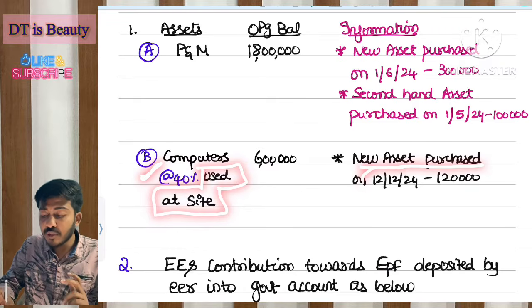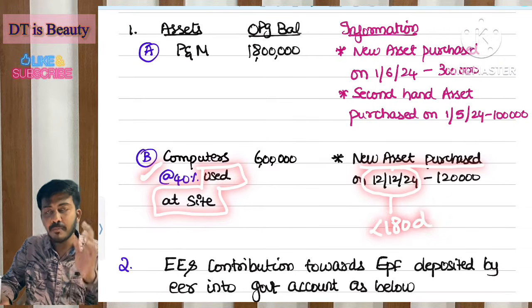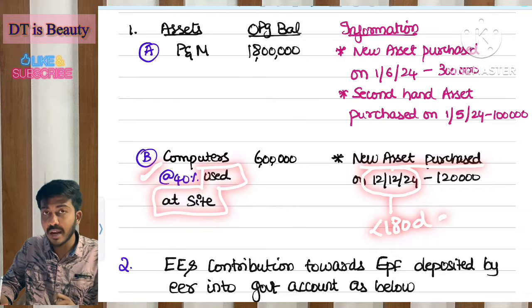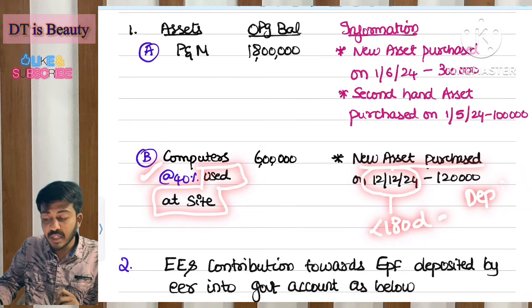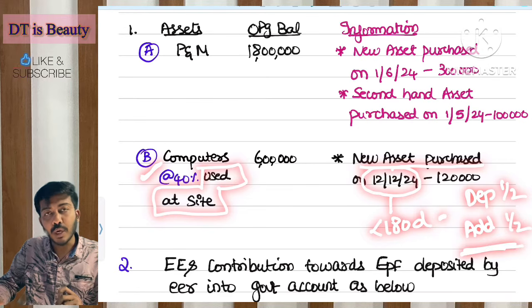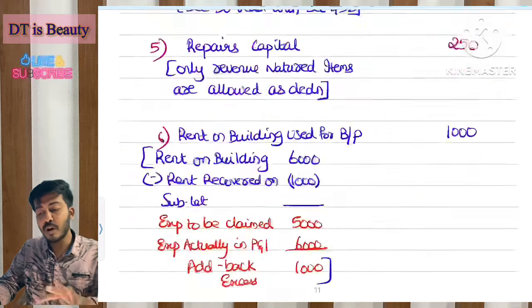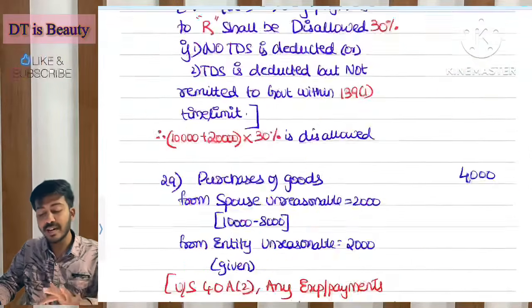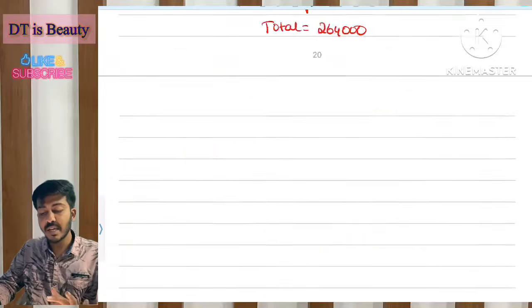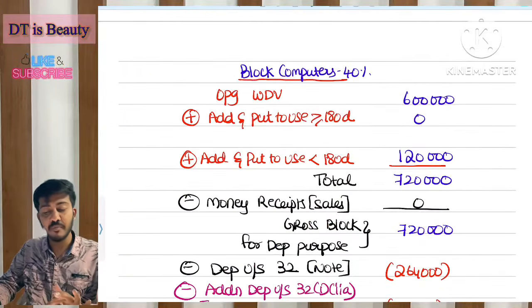The new asset is purchased on 12/12. If you calculate, it will be less than 180 days. From 12/12 to 31st March, you will get less than 180 days, which means depreciation can be taken at half. Additional depreciation can be taken at half only. Now let us go to the pro forma and see how we should calculate depreciation. Just now I said we should calculate based on the pro forma.